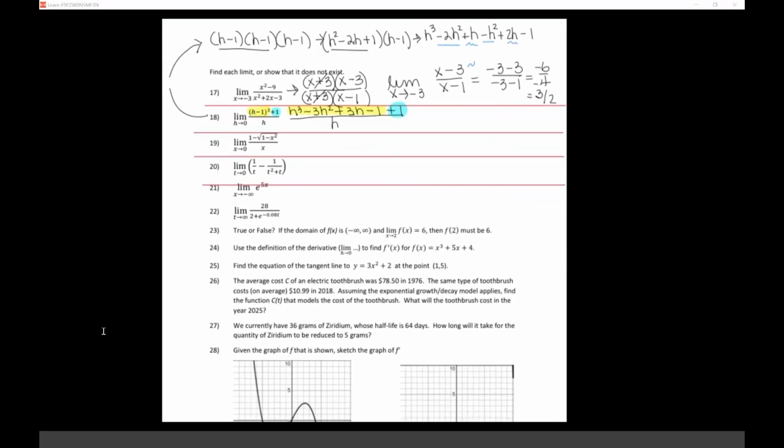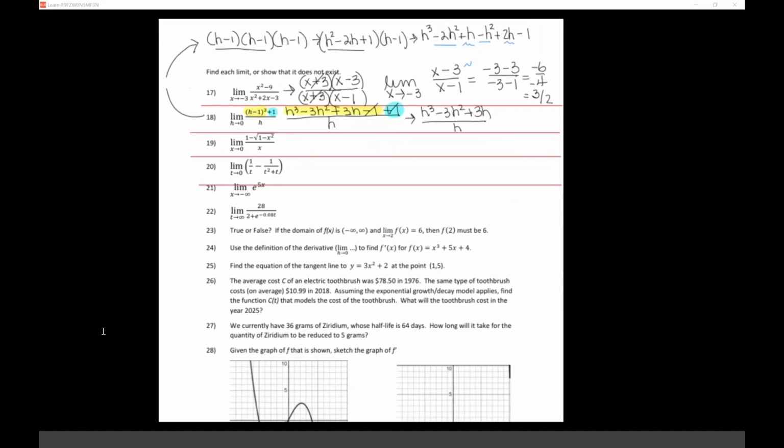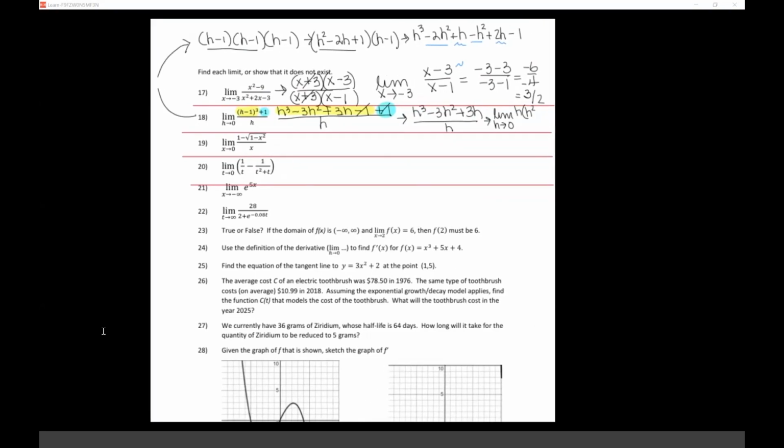Yeah, basically, you see the minus 1 plus 1 at the end? They cancel out, and then look at what you got left. Now, what do you notice? You can take out the h. Take out an h. So now I have the limit as h approaches 0, factor out an h. That gives me h squared.